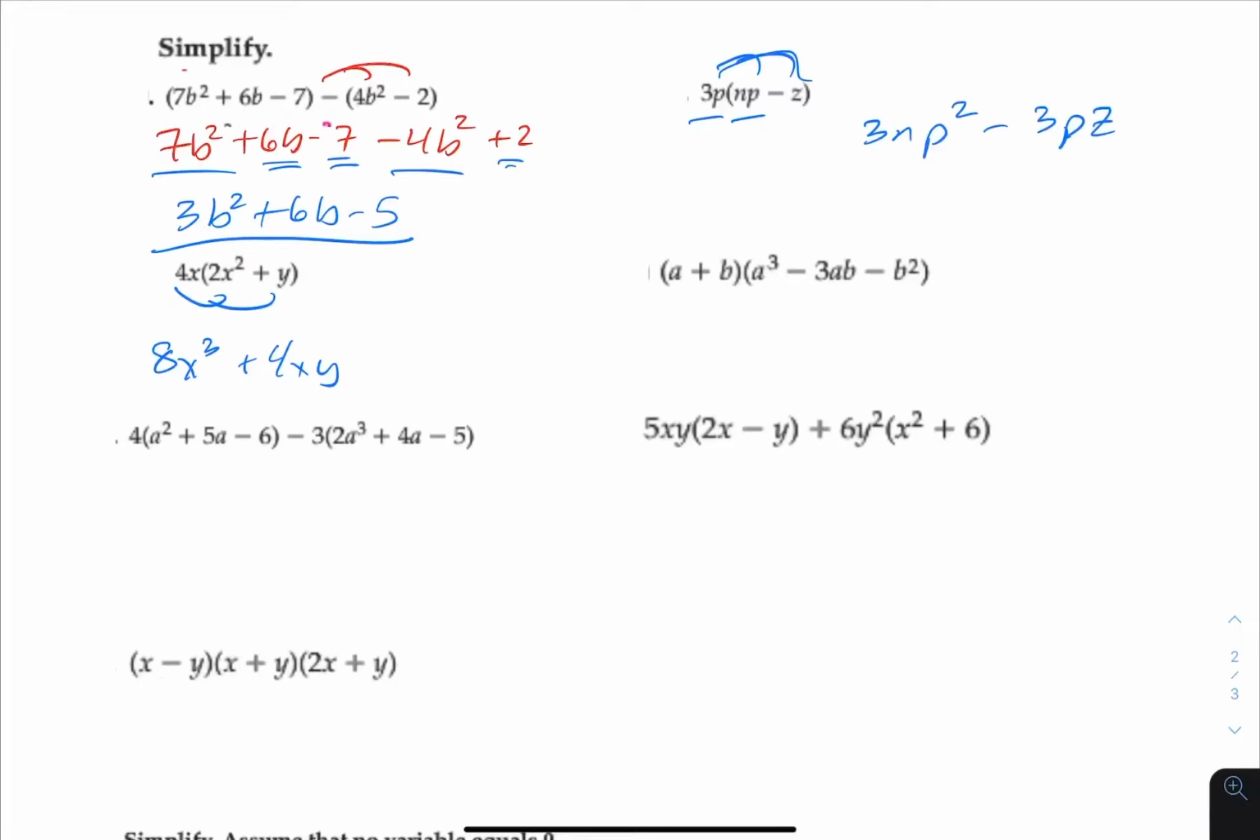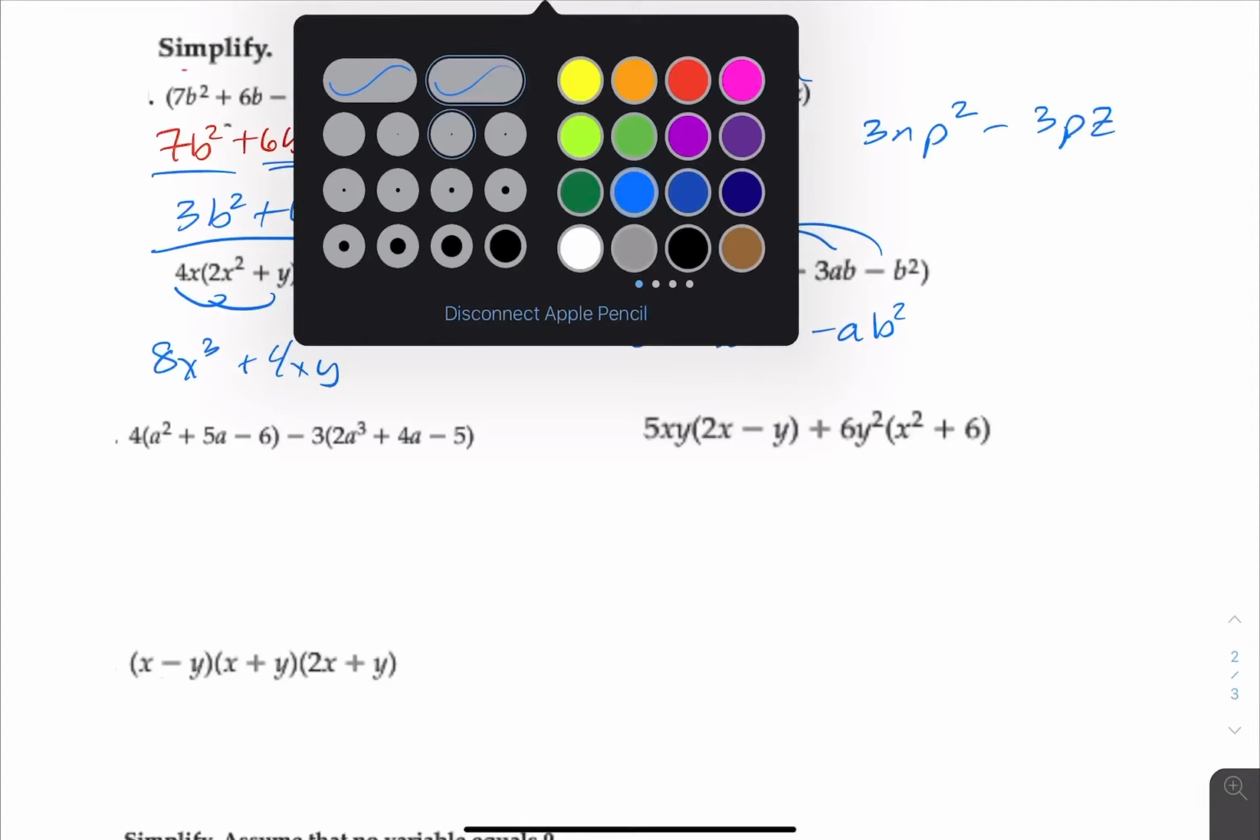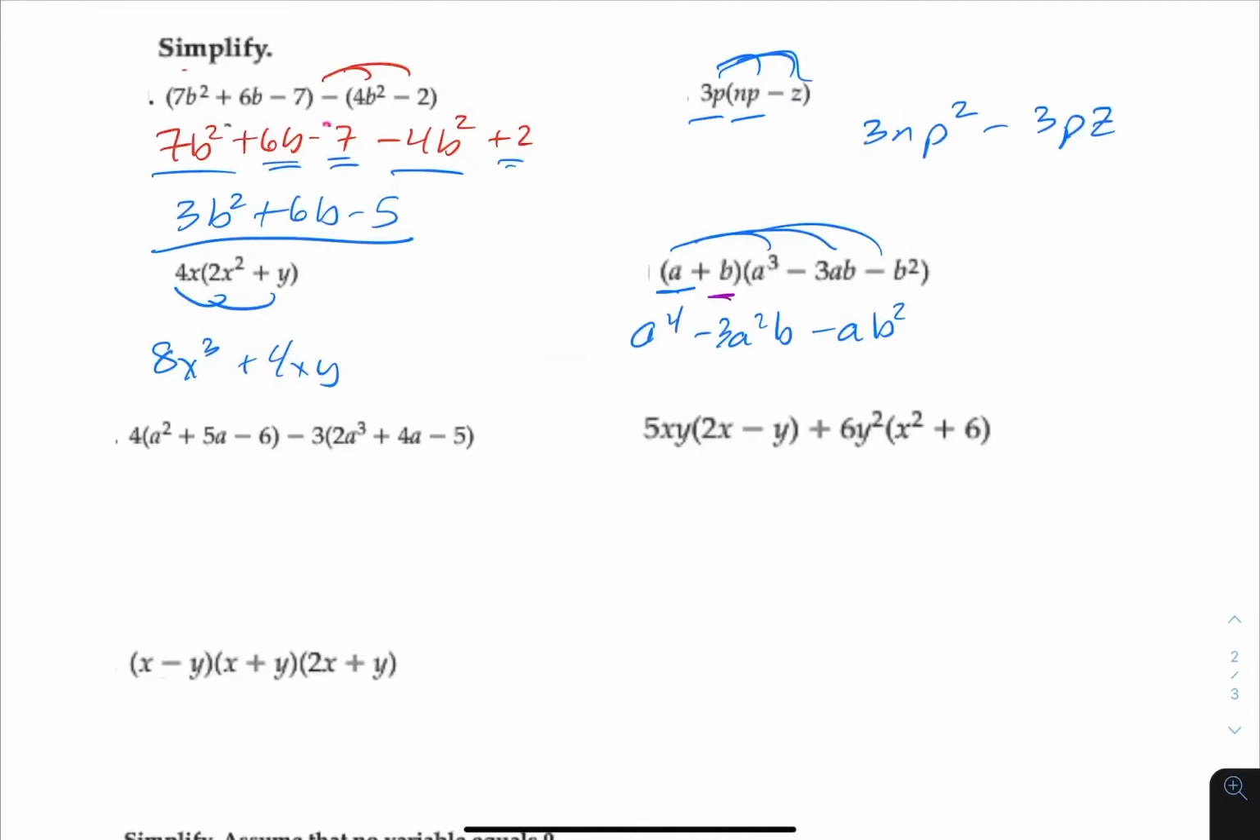Same. Ooh, now this one's a little more annoying, so we have to distribute. We're going to do one at a time. We multiply a by every single one of those. So you get a to the fourth minus 3a squared b minus ab squared. After you do that, just go and distribute. Now we're going to multiply b times every single one of those. So I get plus a cubed b minus 3ab squared minus b cubed.